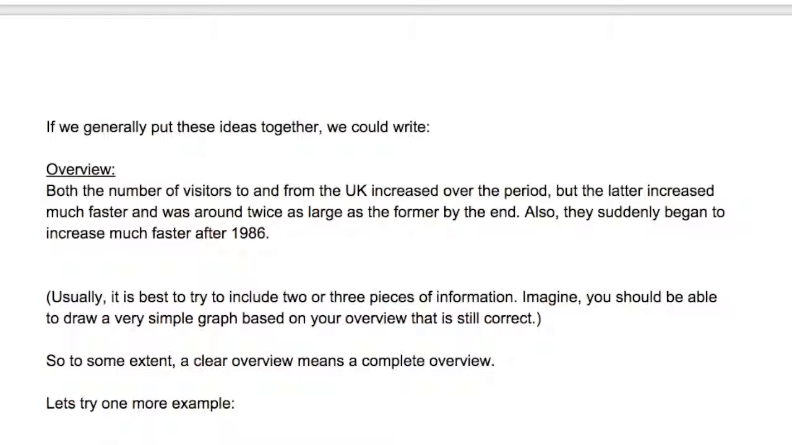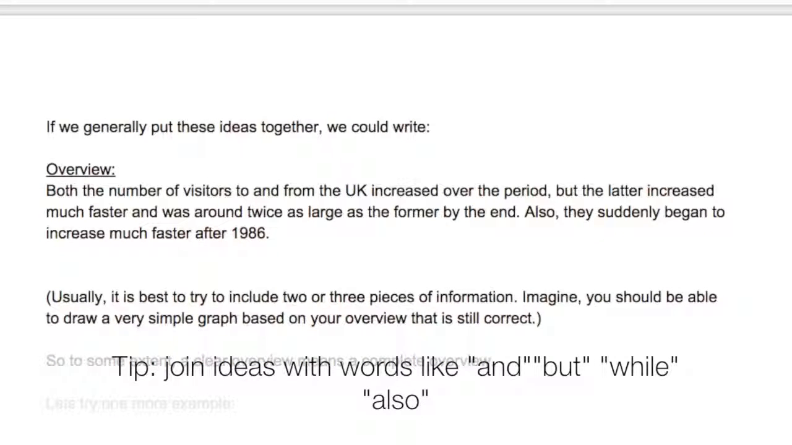Both the number of visitors to and from the UK increased over the period, but the latter, so this is the latter here, but the latter increased much faster and was around twice as large as the former by the end. Also, so it's okay to contrast with but and while, and it's also quite easy to add an idea with also. So these are really useful things to use if you're not sure how to connect your ideas. It doesn't have to be difficult.